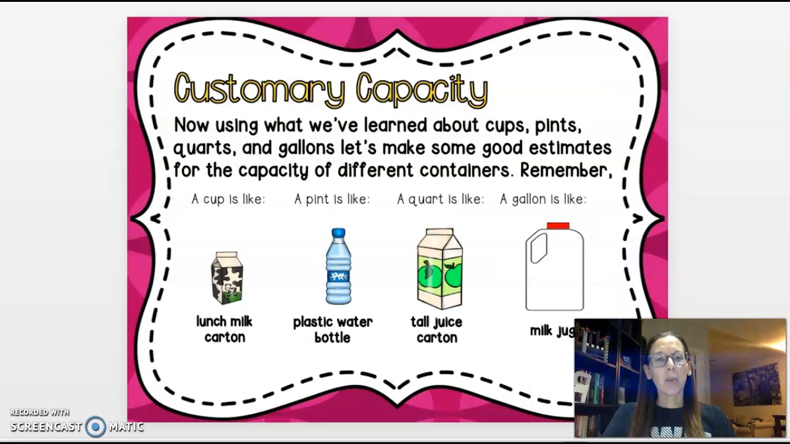So now, using what we've learned about cups, pints, quarts, and gallons, let's make some good estimates for the capacity of different containers. So remember, a cup is like the carton that you get at lunch in the cafeteria. A pint is like a plastic water bottle. A quart is like a tall juice carton, and some of you might get a carton of milk like that as well. That's what I do because I can't drink a whole gallon of milk without it going bad. And then a gallon is like a milk jug. It's in a jug, it's not in a carton.